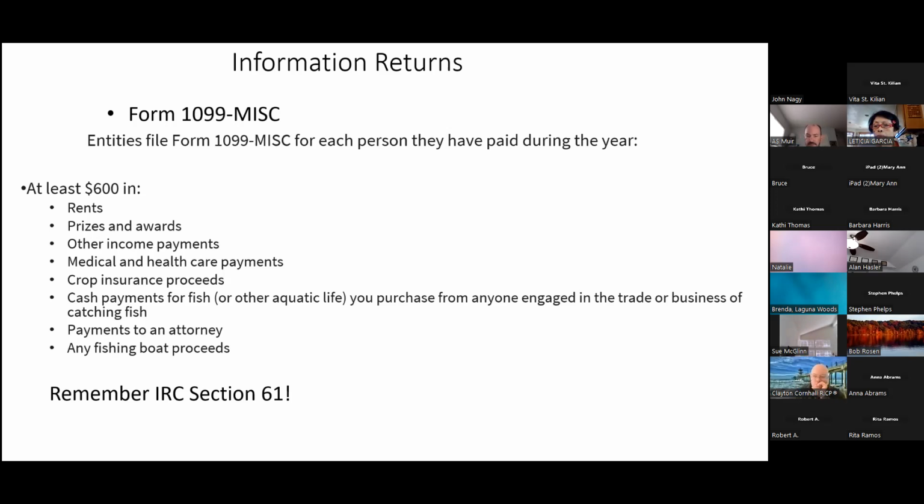Jerry? Yes. A question regarding the prizes or the awards. If it's a different amount on what they file for taxes than the 1099 MISC, is that a flag for the IRS to contact them?